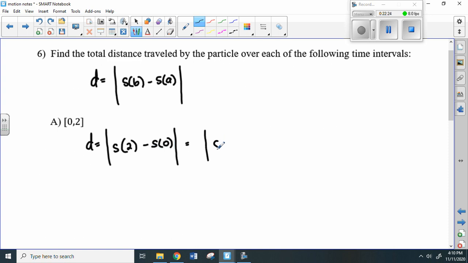S of 2 was 8. S of 0 was negative 24. You do the math first, and then if it were negative, you would take the absolute value of it. But 8 plus 24 is not negative, so I'm done. Total distance traveled is 32 units. I don't know what it is, feet, meters, whatever, but they didn't use units in this problem.